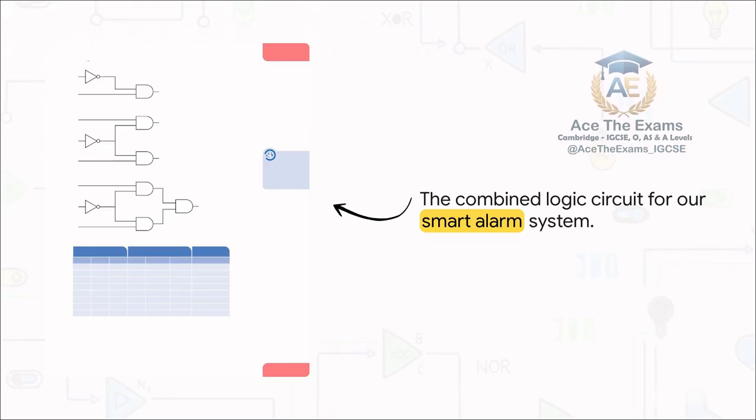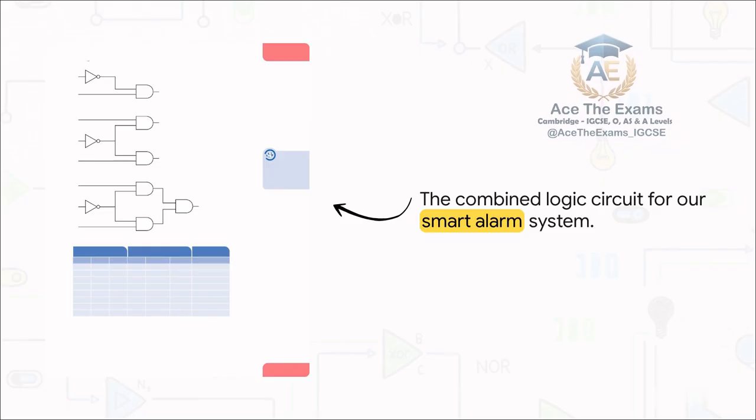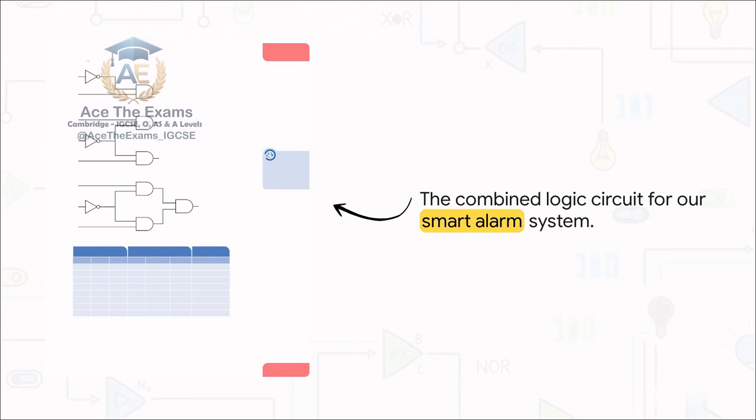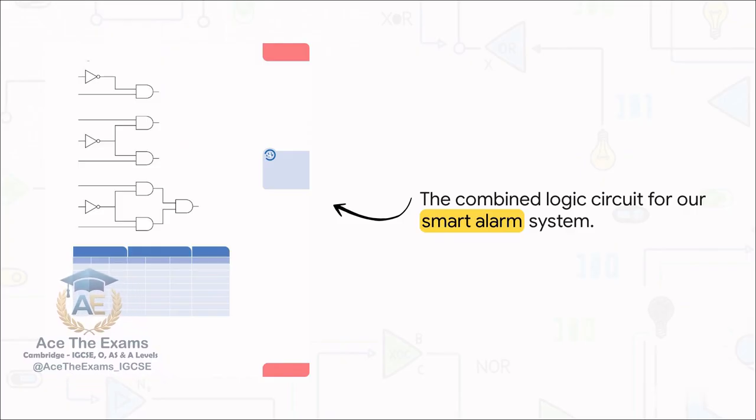The final automated decision is made flawlessly. If there is smoke and heat and no motion, the final output becomes a 1 and the fire service is called. It is pure, life-saving logic built entirely out of the simple gates we've covered today. When you can explain a circuit like this, you are easily operating at an A-star level.